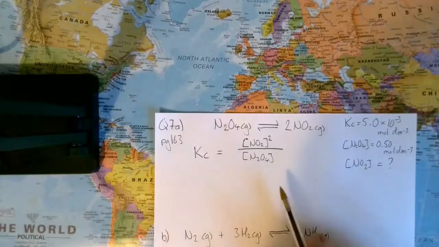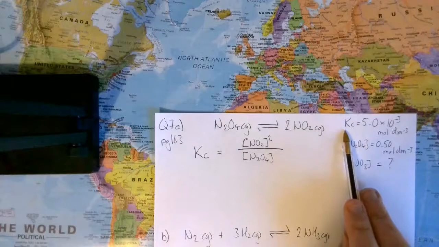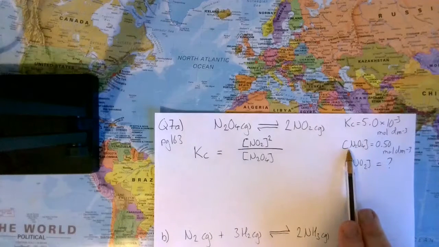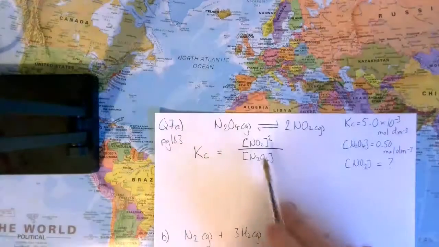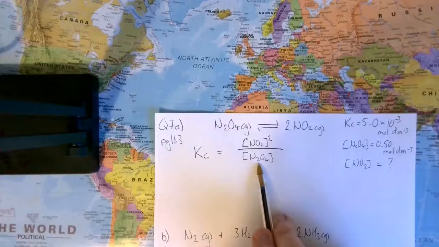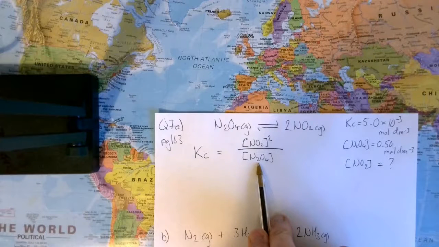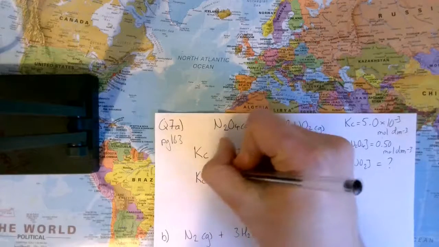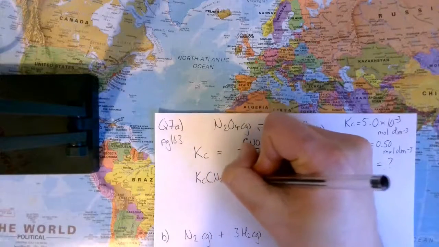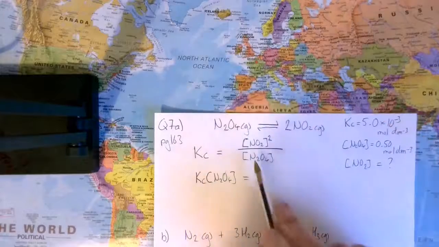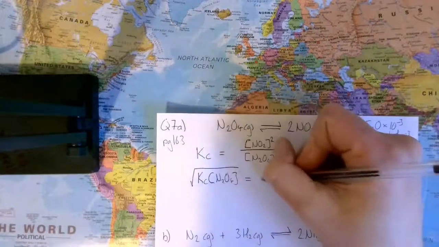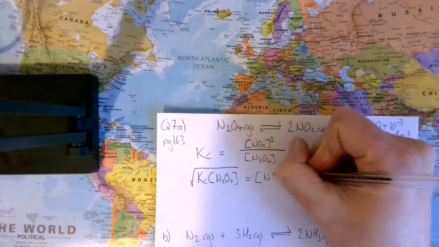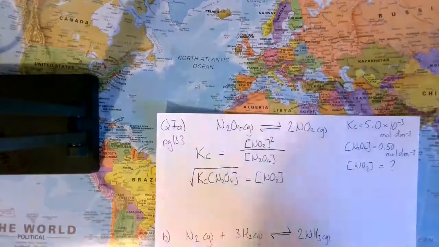Okay, second part of this question, it gives you a value for Kc, a value for N2O4, and it asks you to find the concentration of NO2. So the first thing I'm going to do is multiply both sides of the equation by the concentration of N2O4. So we get Kc times N2O4 equals the concentration of NO2 squared, so I'm going to take the square root there, and that's what we've got.